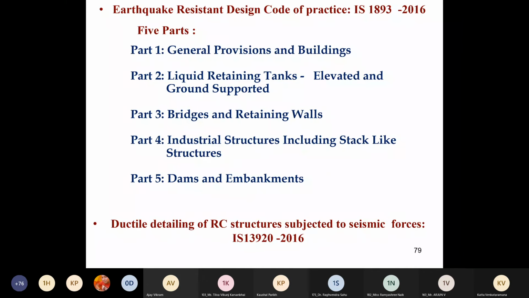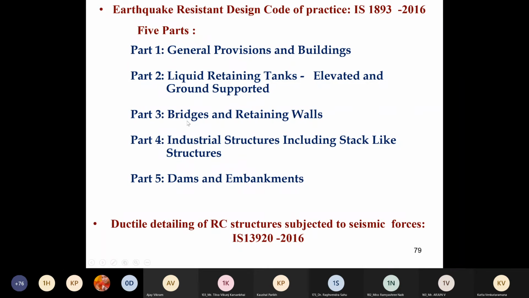And this is just a slide. Earthquake resistant design code of practice, IS 1893. It has been revised many times, and the latest revision is in 2016. Based on past experience we revised the code, and there are 5 parts. Part 1, general provisions as well as requirements of buildings. Part 2 is for liquid retaining tanks, elevated and ground supported.